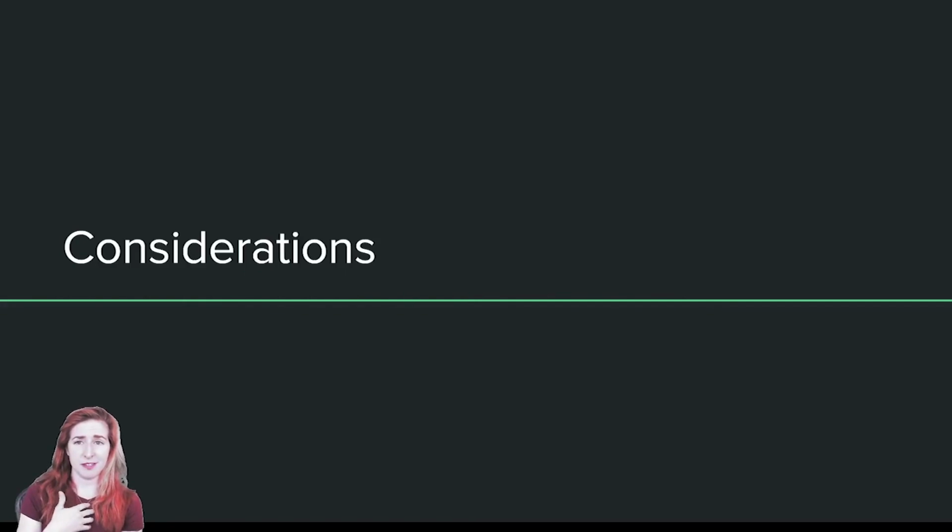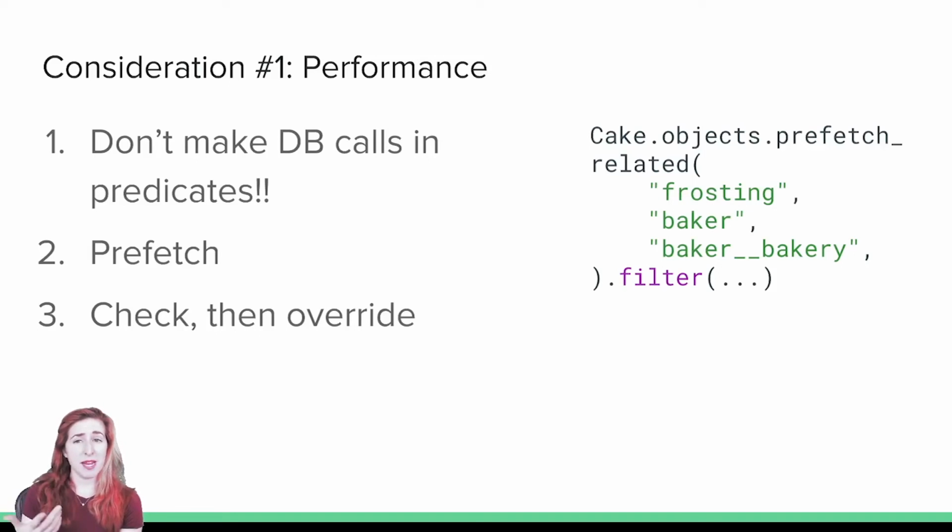So that's the overview of how this works. And I'll talk about a few considerations or things to keep in mind before jumping in and using a solution like this. So the main consideration to be aware of here is performance. If you are making database calls in the predicates where you're checking permissions, or you're doing a lot of redundant permission checks, it can be slow.